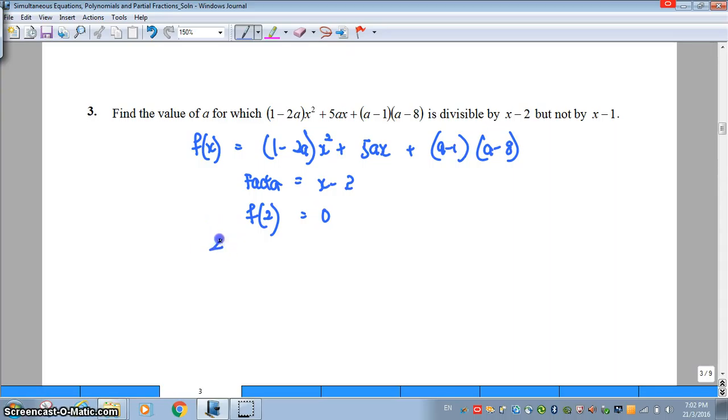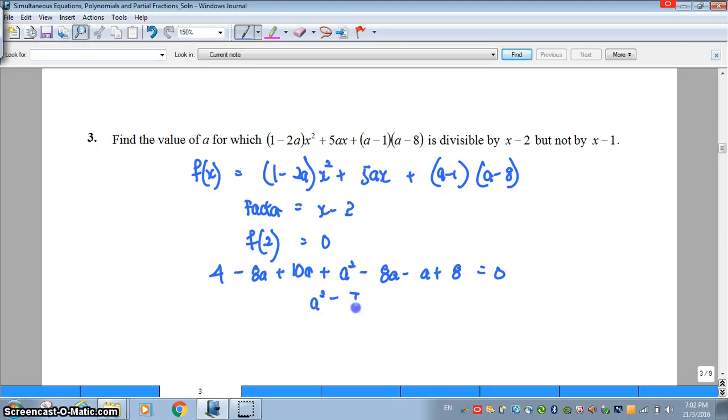And if I were to simplify it, this is what I will obtain. Further simplification will allow us to get. Now, same thing, please do your factorization. You will notice a will be equal to 3 or a will be equal to 4.